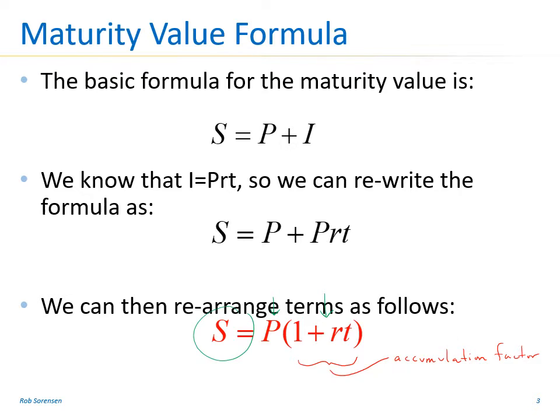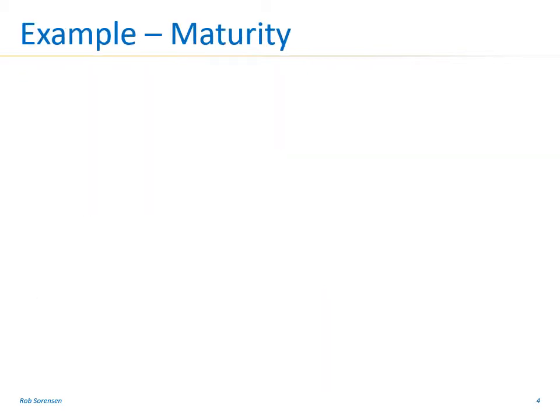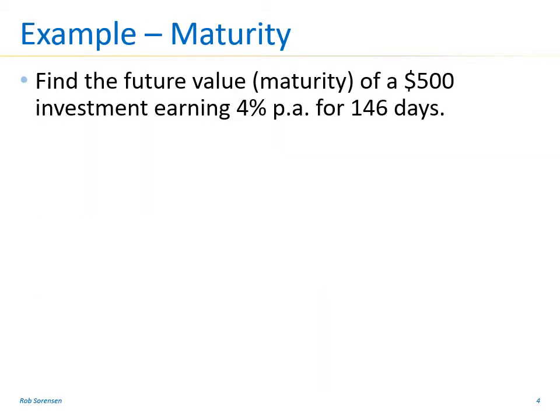Now, I'm going to encourage you to work with the red version of the formula there, the final version, rather than anything earlier, because that'll do it in one step for us, which is kind of nice. Let's have a look at a quick example. I'm going to find the maturity value, or the future value, of a $500 investment earning 4% interest per annum, or annually, for 146 days. So let's have a look at that.